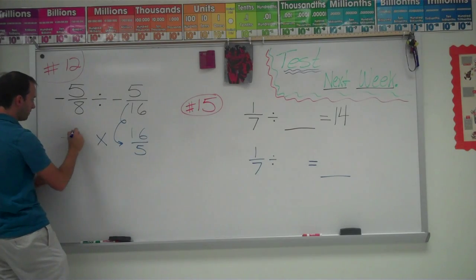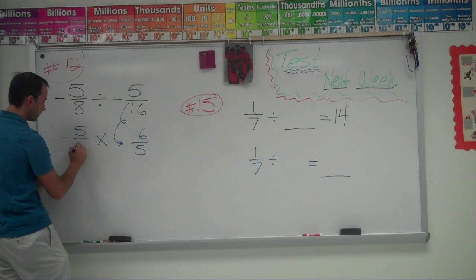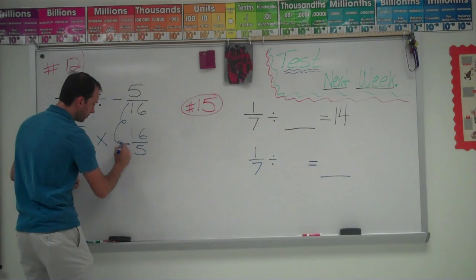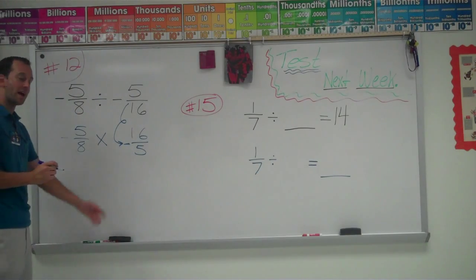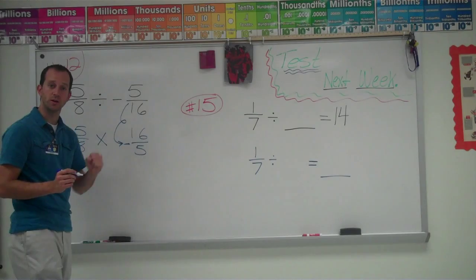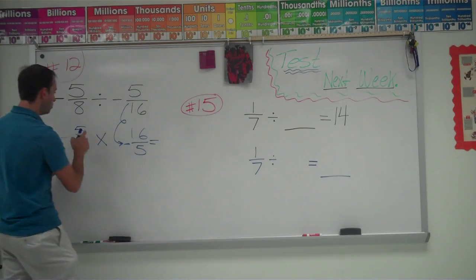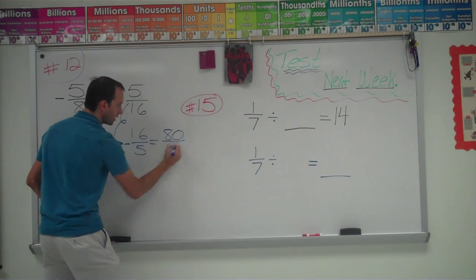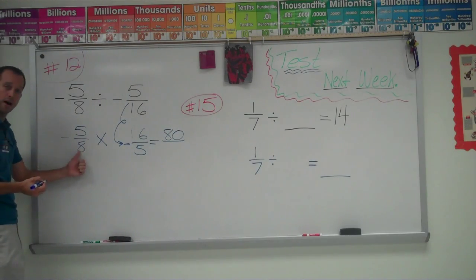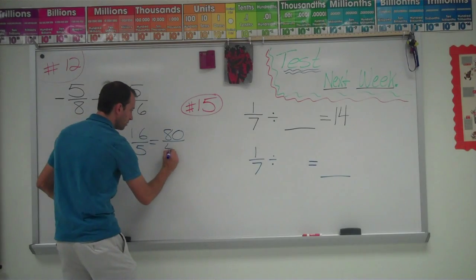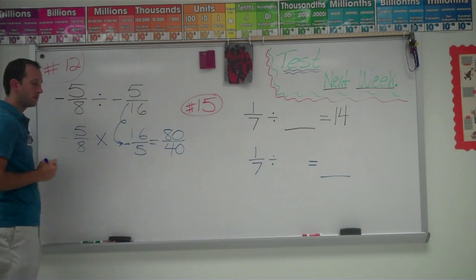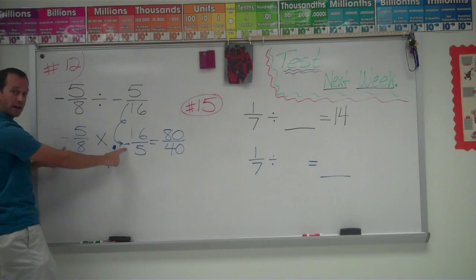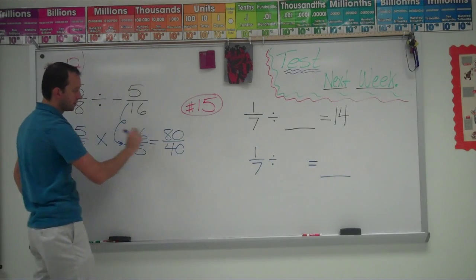So we have negative 5/8 times negative 16/5. And now we can multiply straight across. We will multiply the numerator times the numerator, 5 times 16, and get 80. We'll multiply the bottoms, 8 times 5, and get 40. Our answer, again, we said negative divided by negative is positive.